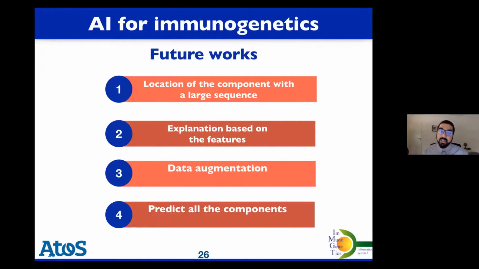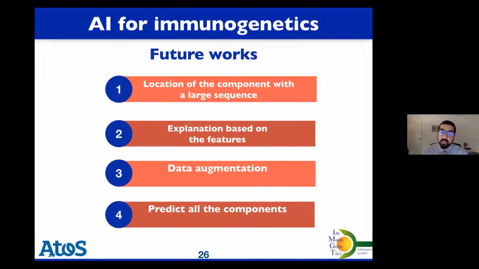Also, the explanation based on the feature, which is generally a big issue within deep learning approaches in general, not just in immunogenetics. The data augmentation, as you know, deep learning is data hungry. It requires a lot of data. And in the database that I use, we already have annotated a lot of T cells and immunoglobulins, but I think it is not enough to reach another level for training the model.